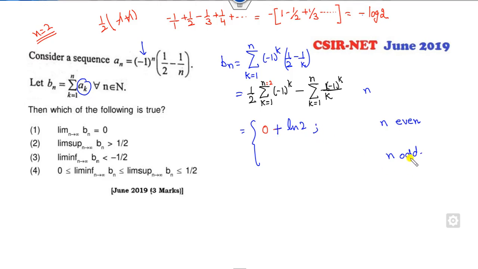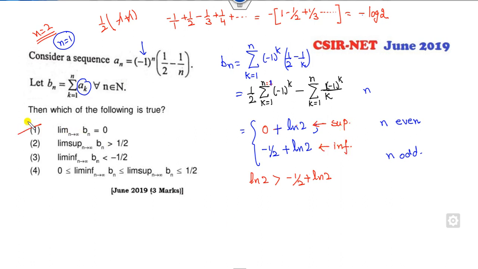Fine. Now when n is odd, I can take n is 1. So this value becomes my minus half plus this value remains the same. Now clearly this value ln 2 is bigger than minus half plus ln 2. So this value is my supremum, this value is my infimum.